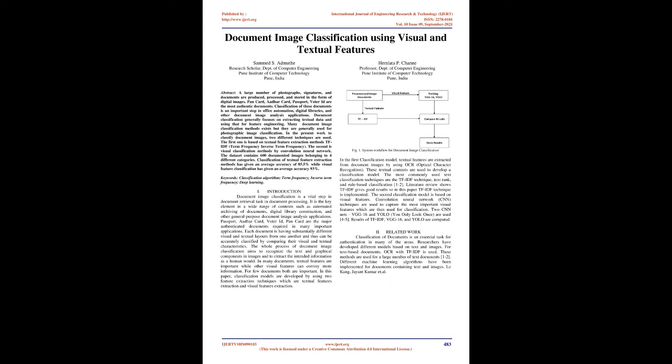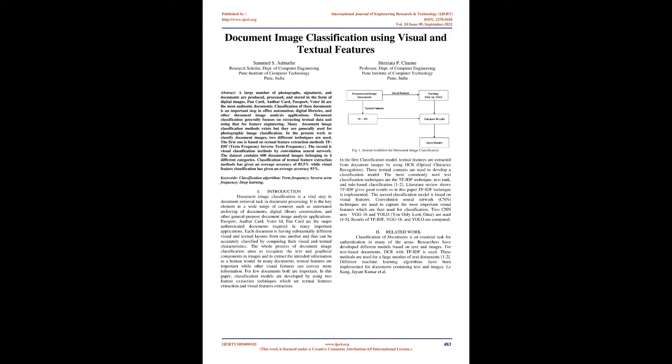Document classification generally focuses on extracting textual data and using that for feature engineering. Many document image classification methods exist, but they are generally used for photographic image classification. In the present work to classify document images, two different techniques are used. The first one is based on textual feature extraction methods, TF-IDF, term frequency inverse document frequency. The second is visual classification by convolutional neural network.